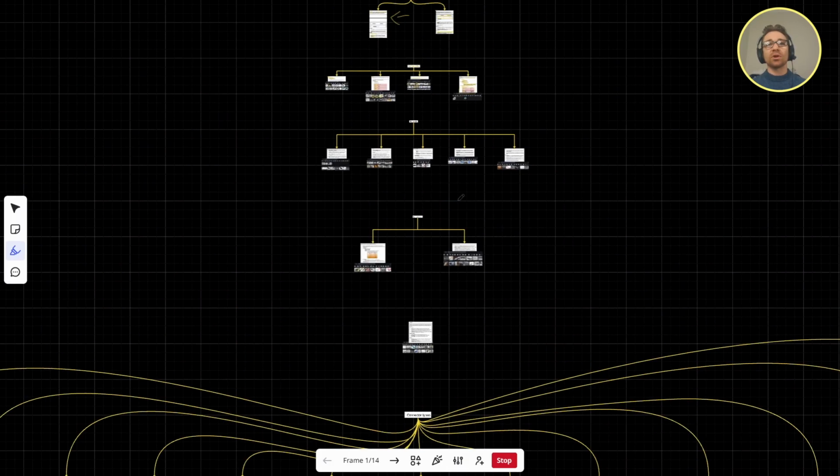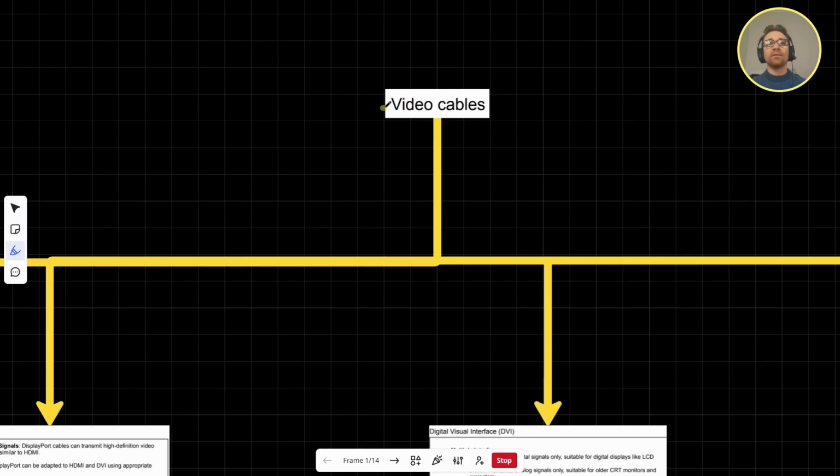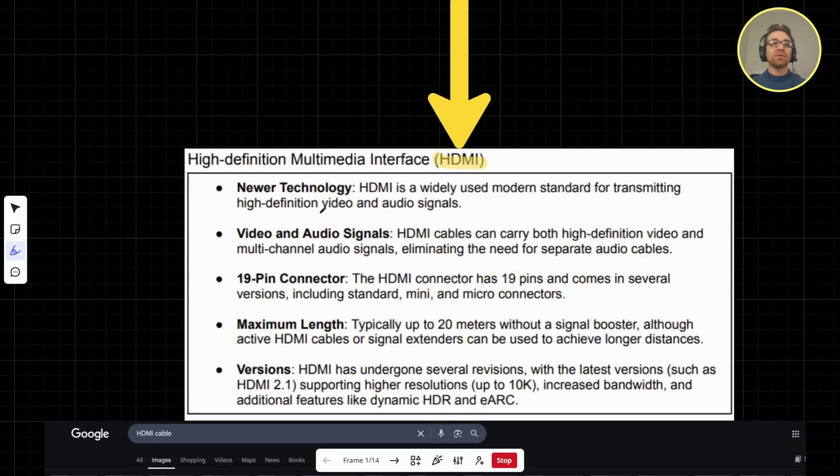Oh boy, we got a bit more to go. All right, that's okay. We're locking in, right? A few more to go through. We need to know our video cables. Let's go to HDMI, guys. We're going to try to fly through those.